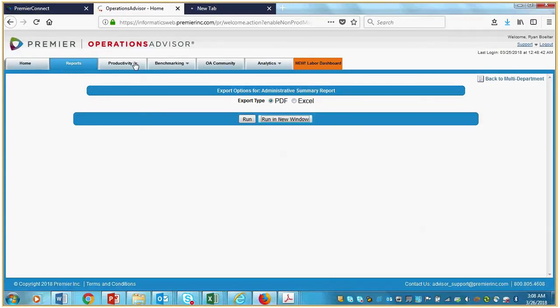The Productivity tab, you won't have anything there. If you click on it, it might show you that there's an error, but that just means you don't have access. Benchmarking, if you have to update your profile at some point along the way, you would go there. OA Community allows you to see help topics and what other clients are doing and things like that. Analytics is something you might use later on down the road when we have the new volume report. It might live out here as opposed to the report menu, but we'll show you that. But this analytics tool, it's there.